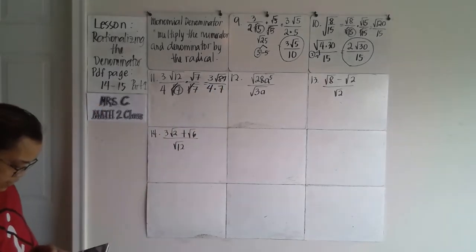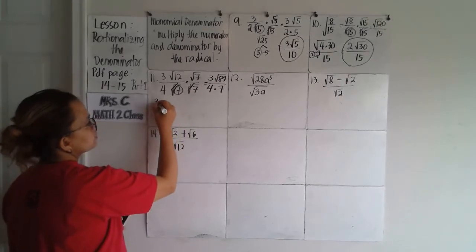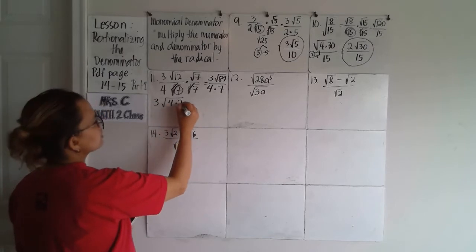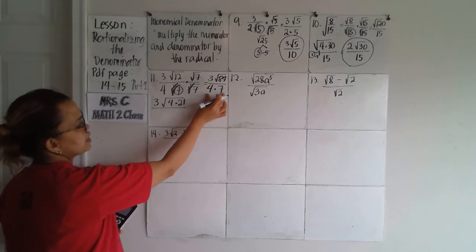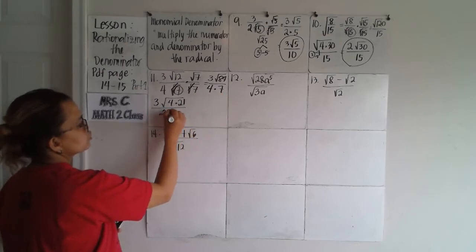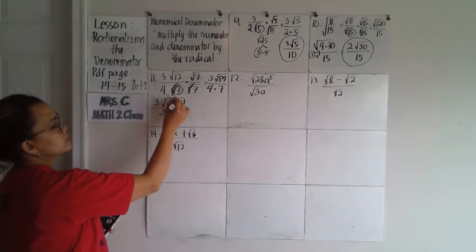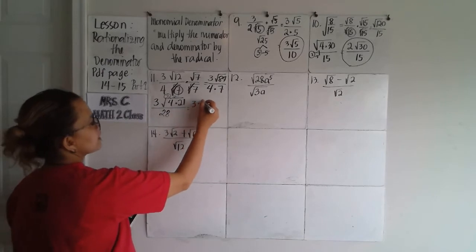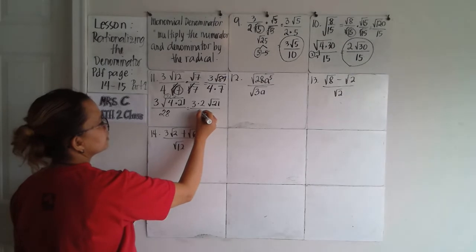Now 84. 84 is divisible by 4 and that's 21. All right, so we need to simplify that first. Hold on. So I'm doing two things at the same time. I'm simplifying the numerator at the same time I'm simplifying the denominator. This will become 28. Now, factor 4, that's 2 and 2. Cancel, take 1. So that will give us 3 times 2 square root of 21 divided by 28.